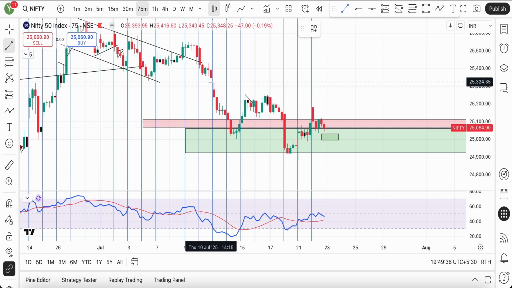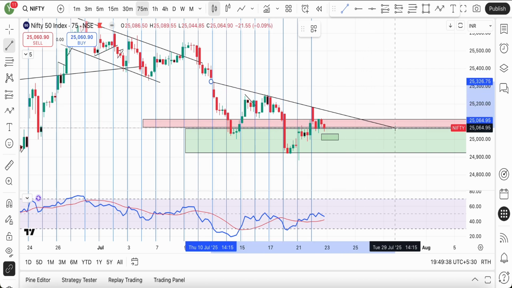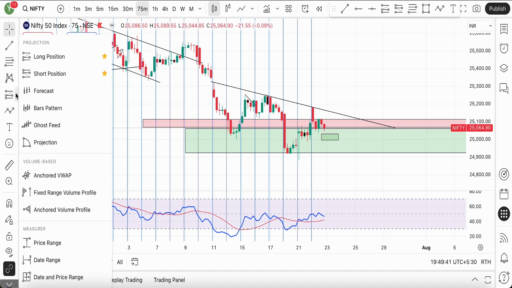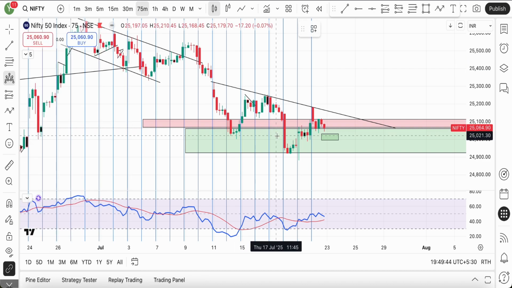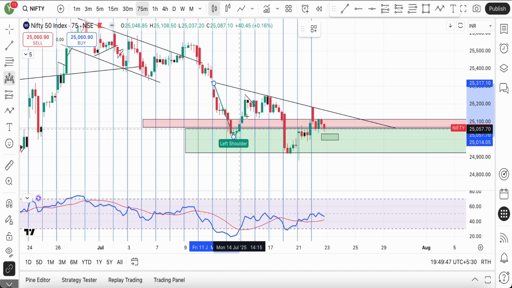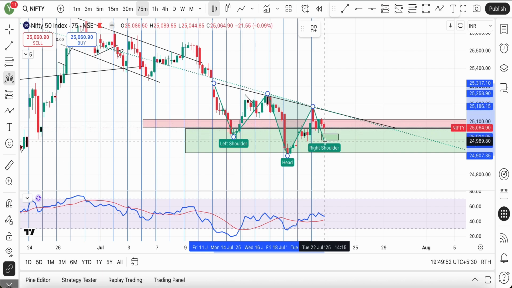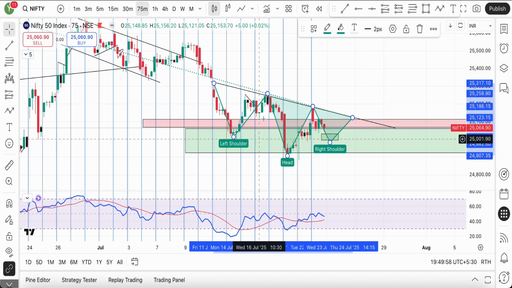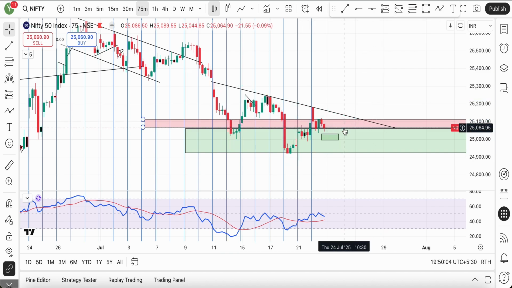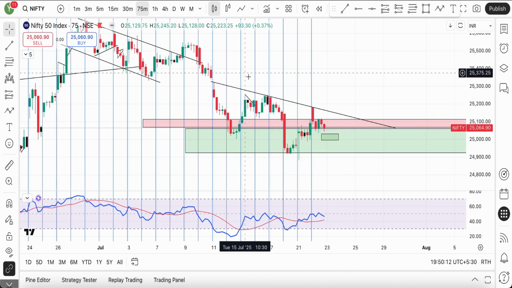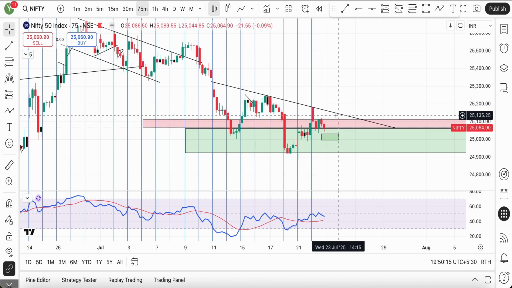So one particular trade plan which can be there, if you can see this particular trend line, and consider, say for example, a low forms somewhere around here, and then we come back around here. So this is an inverse head and shoulder pattern which will be forming, and then we can look at a continuation trade on the upside. But then again, that is subject to the market forming a low which is higher than this low, and then eventually breaking out of this trend line. So this is just for your reference. You can keep an eye on it.